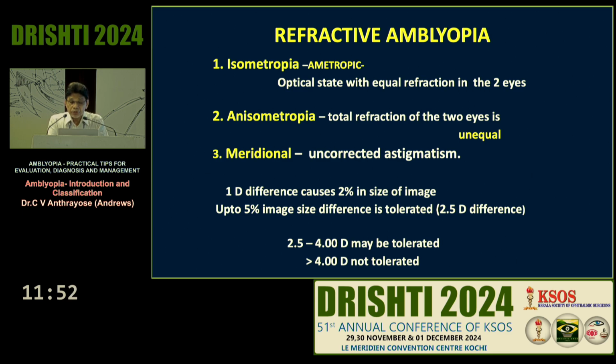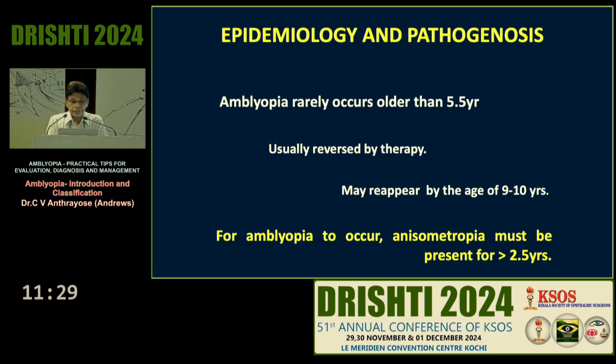Anisometropia means the total refraction of the two eyes is unequal, and meridional means uncorrected astigmatism. One diopter difference in refractive error causes a 2% difference in the size of the image. So up to 5% image size difference is tolerated. That means a 2.5 diopter difference will be tolerated. Up to 4 diopter may be tolerated. More than 4 diopter is not tolerated.